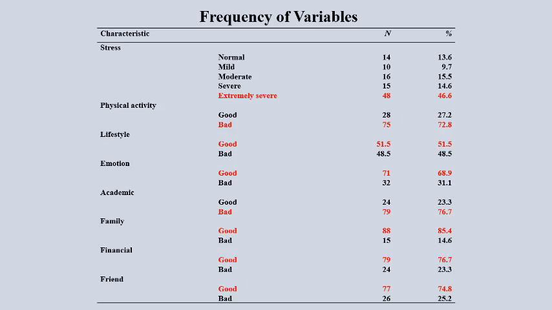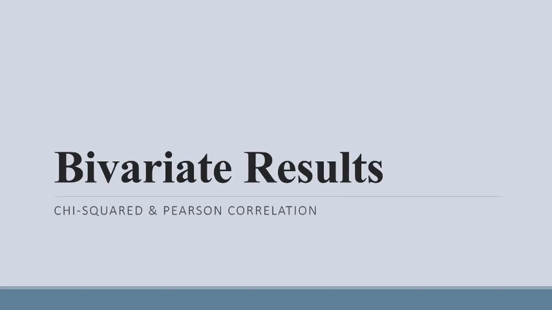When we look into the independent variable part, more than half of the respondents are having poor physical activity and academic performance, but experiencing good lifestyle and emotions. For social aspects, which are family, financial, and friends, most of the respondents have good status in it. Bivariate results.